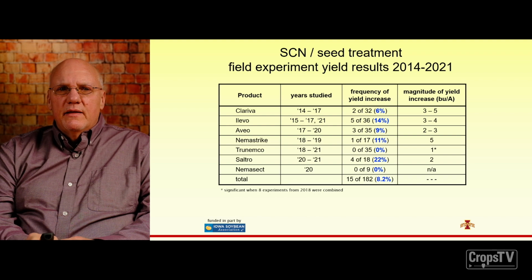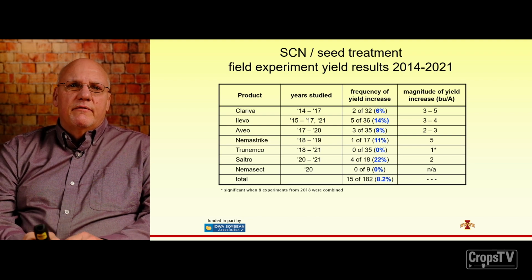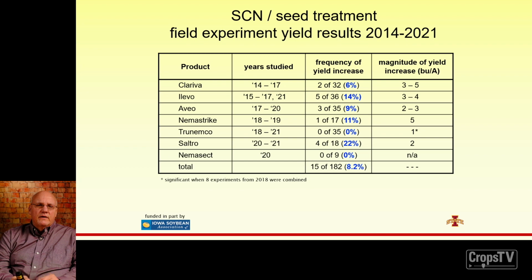Now, we don't have time in this presentation to go through every seed treatment that we've ever tested and all the different years and so forth, but I've produced a nice summary table that is shown here. It shows the various products that we tested throughout the years on the left. The second column from the left is the years that we conducted the experiments, and we typically do about 3 experiments every year. And so you'll see there's 3 seed treatments that have the number 21 on it. In 2021, we did field experiments with Alivo, with Saltro, and with Trunemco.